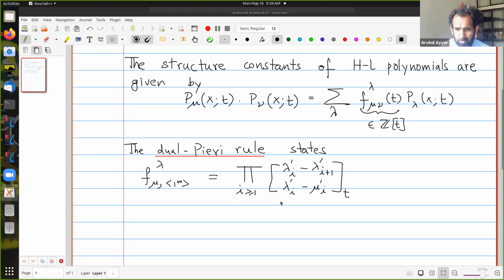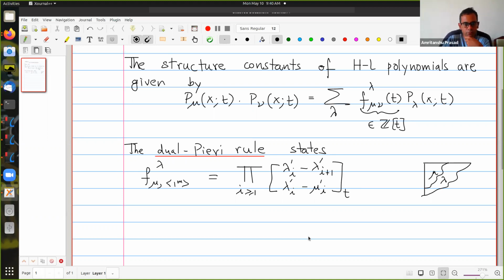So please ask if anything is not clear. This is just the binomial coefficient where you replace the factorials with the t-analogs of the factorials, which I just mentioned. And notice that the lower term has to be non-negative for this to be non-zero, and that means that mu should be contained inside lambda. So if this is lambda, then mu should be sitting inside. Okay, for this to be non-zero.